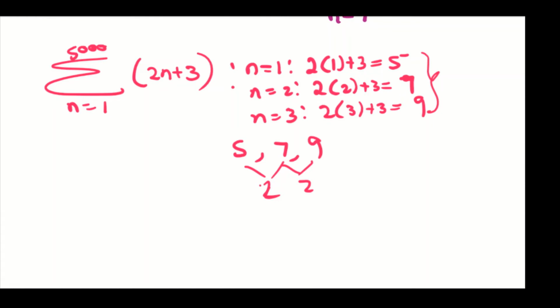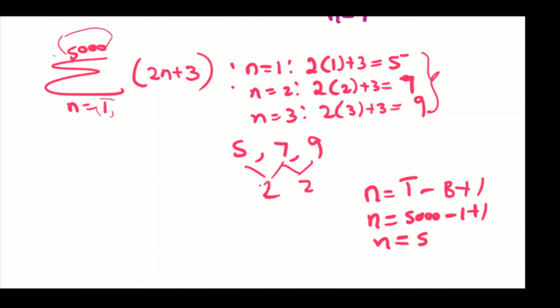And the number of terms n is equal to top minus bottom plus 1. So the top is this 5,000 here, the bottom is this one, and then you just add 1. So the number of terms is going to be 5,000 minus 1 plus 1, so it's definitely 5,000.